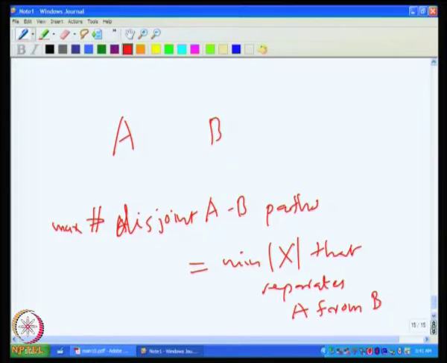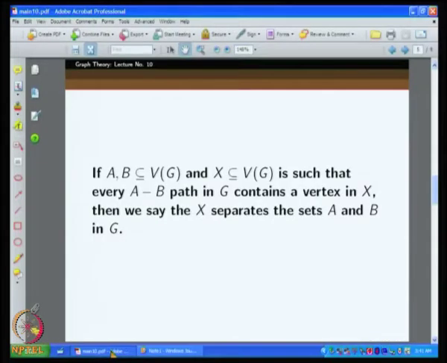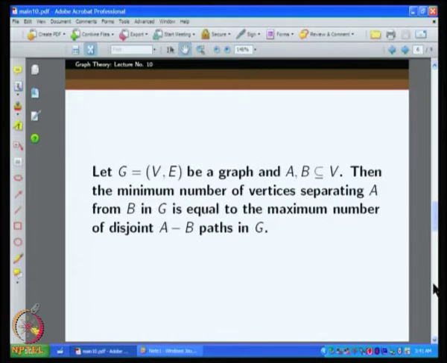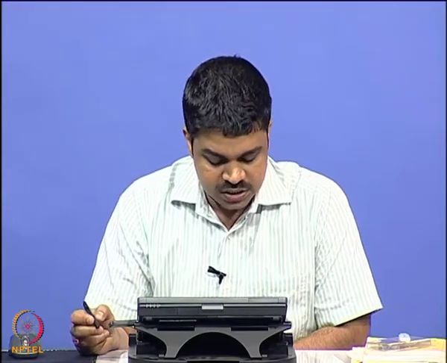So, the minimum cardinality of X that separates A from B. More formally, let G be a graph and A, B subsets of V(G). Then the minimum number of vertices separating A from B in G is equal to the maximum number of disjoint AB paths in G, right? This is what we want to prove.